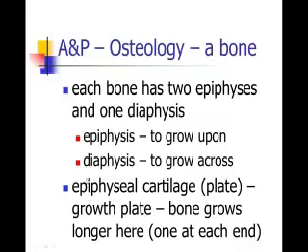Okay. The epiphyseal cartilage, or epiphyseal plate, or sometimes the growth plate, is where the bone grows longer. There's going to be one of these at each end. And occasionally little kids, before these plates have sealed off, break their bones right near the epiphyseal cartilage or epiphyseal plate. And when that happens, sometimes the epiphysis and diaphysis fuse together and movement is no longer possible.